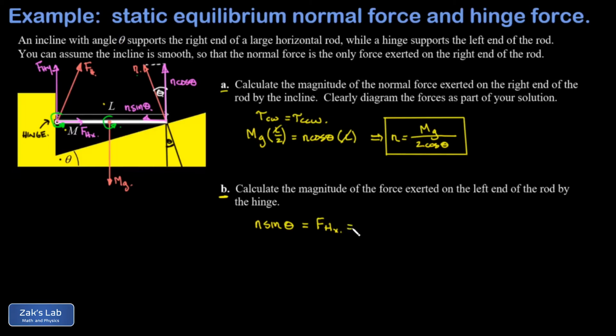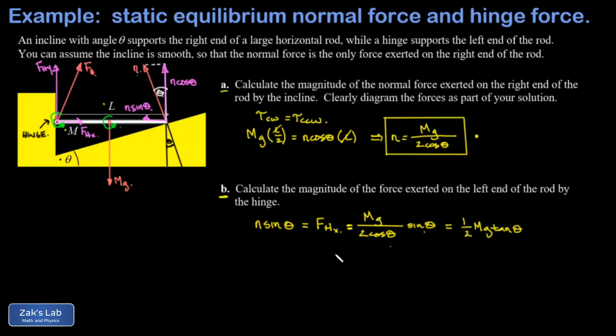In terms of the given variables then, the x component of the hinge force is n times sine theta, so I take my answer for n from part A and I multiply by sine theta. And then I notice I have a sine theta over cosine theta, so I could rewrite this as an mg over 2 times tangent theta, or it might be nicer to write it as a 1/2 mg tangent theta.